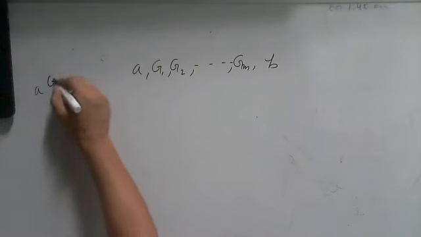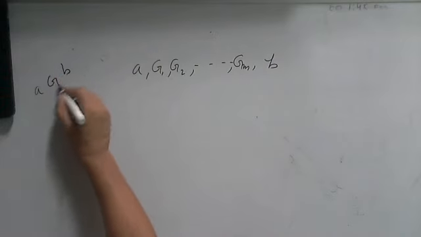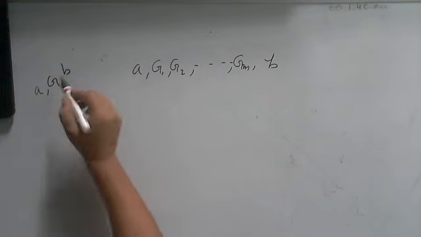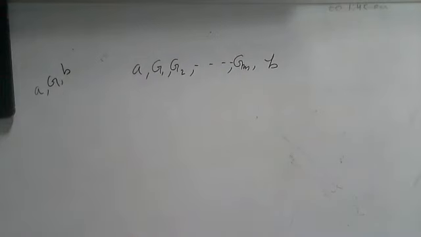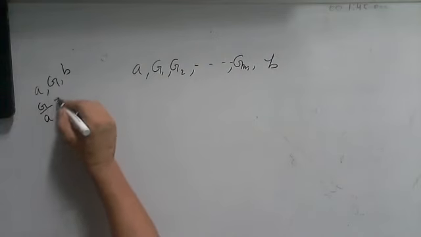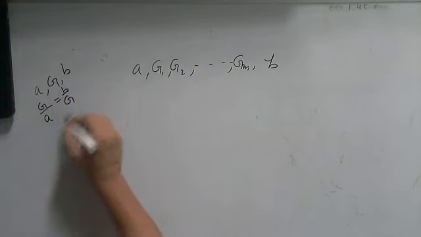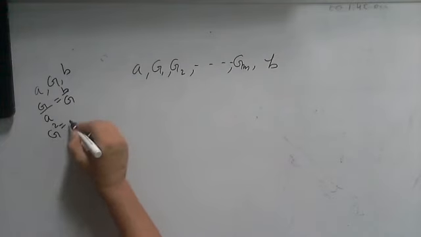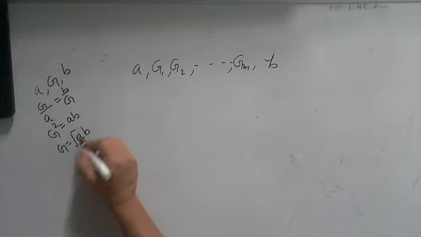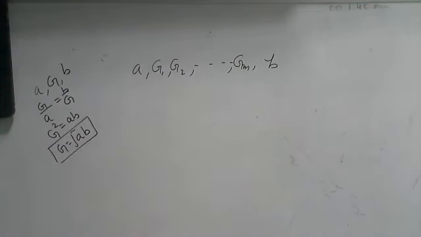If G is the geometric mean between two numbers, then A, G, B will make a GP. And we all know a geometric progression has the same common ratio. So G upon A is equal to B upon G. Cross multiplication gives you G square is equal to AB, or G is equal to under root AB. So first of all, learn this: the geometric mean between two numbers will be under root AB.